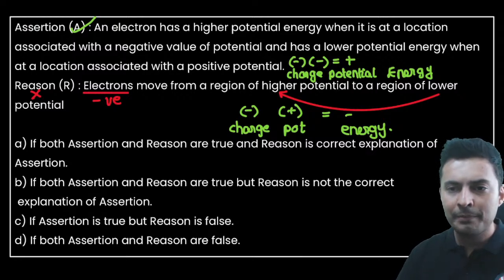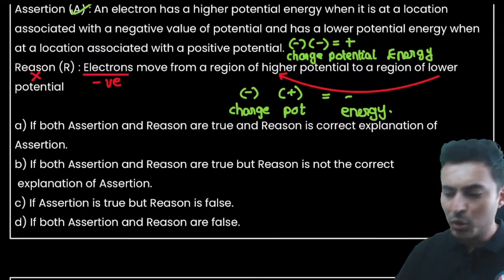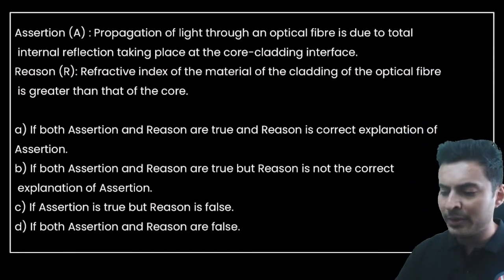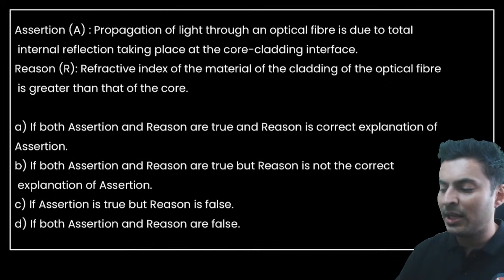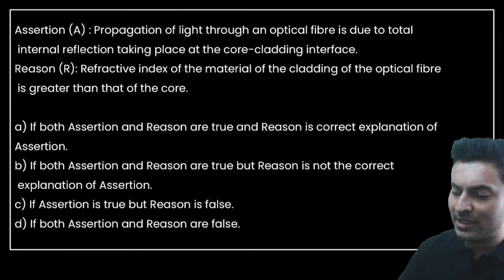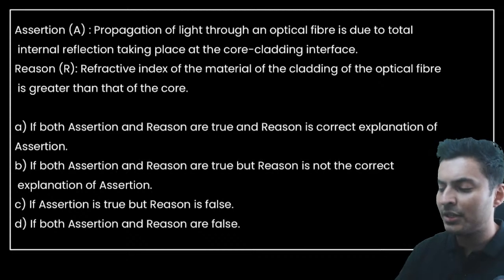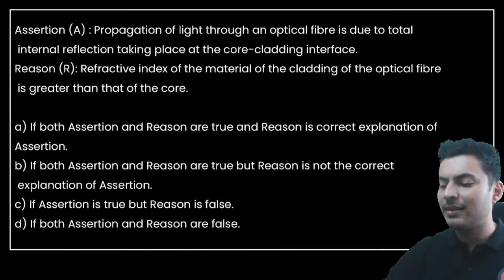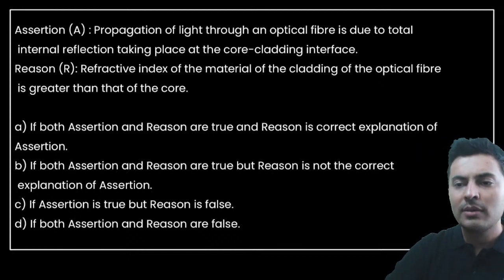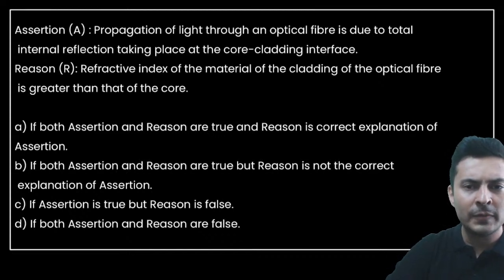Understood? Everyone? Everybody with me? Cool. Let's apply this technique for the next one. Propagation of light through an optical fiber is due to internal reflection taking place at the core of the fiber. Refractive index of the material of the cladding of the optical fiber is greater than that of the core. So which statement will you read first? Apply that same technique, whatever I just told you, and then see the assertion part.